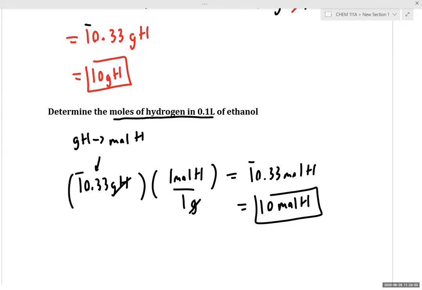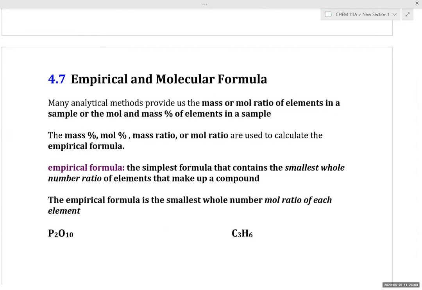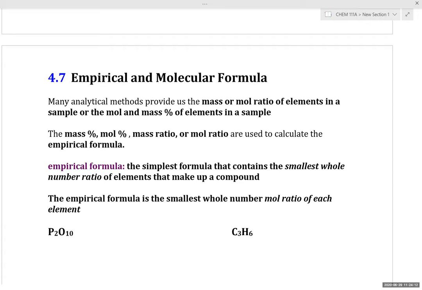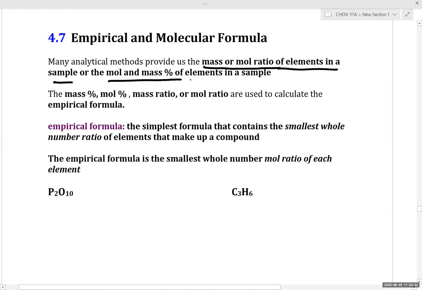So now that we've done a few advanced examples, let's move on and talk about a foundational concept in chemistry, which is the empirical and the molecular formula. When we actually try to figure out the composition of a compound or a sample, we often get a mass or mole ratio of elements in a sample, or the mole and mass percent of elements in a sample. Now, the mass percent, mole percent, mass ratio, or mole ratio can be used to calculate the empirical formula.